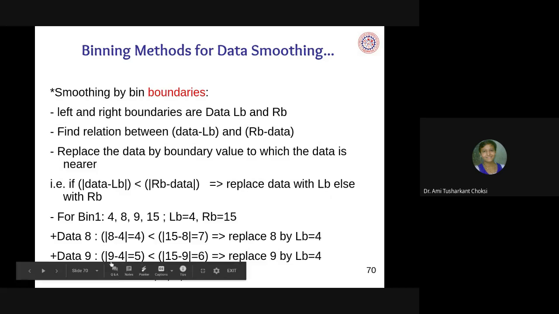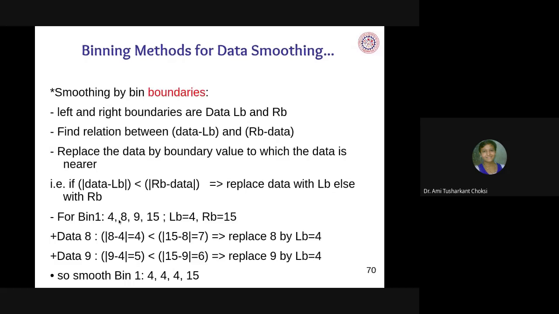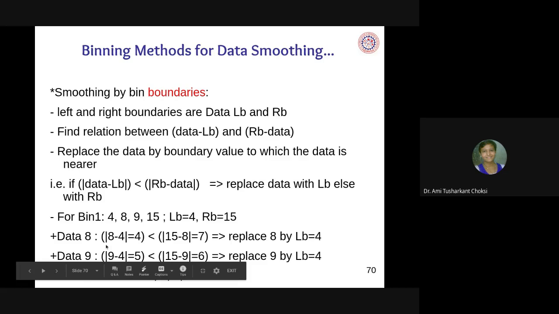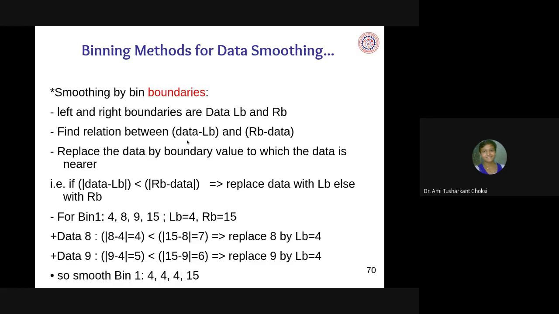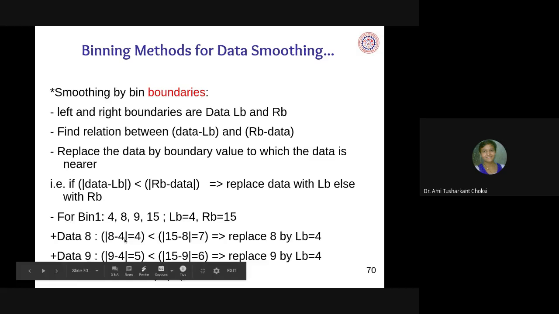Here, for the bean, say 4, 8, 9, 15, what is LB and what is RB? LB is equal to 4 and RB is equal to 15. For this particular bean, 4 is the left boundary and 15 is the right boundary. Now what we have to do is handle the data other than the left and right boundary. So we consider the modulus of 8 minus 4, and 15 minus 8, the way we take data minus LB and RB minus data. So this is 4 and this is 7. Now 4 is less than 7, so we have to replace 8 with 4, the left boundary. So replace 8 by LB equal to 4.